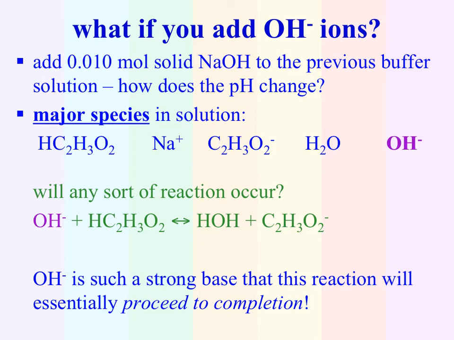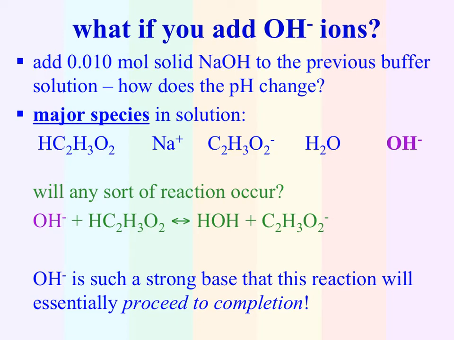Okay, so let's look at how the addition of a strong base or strong acid would affect the pH of the solution that has been buffered. If we add 0.0010 moles of solid sodium hydroxide to the previous buffer, how is the pH going to change? Well, we already know that we have the acetic acid, the acetate ion, sodium ion and water.